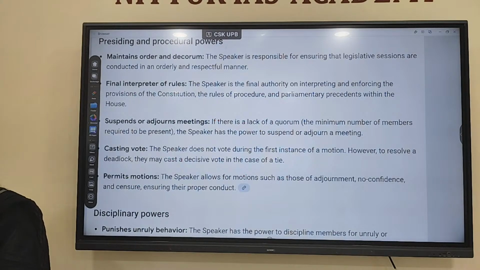That is the Speaker. Okay, when there is a deadlock, the Speaker has the casting vote.